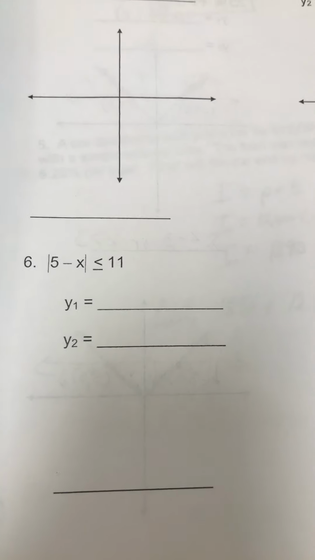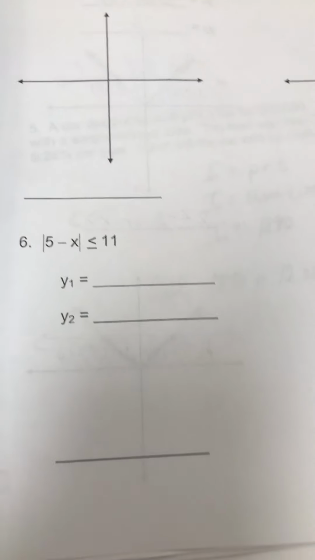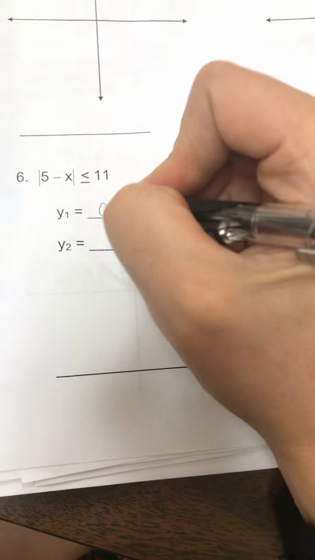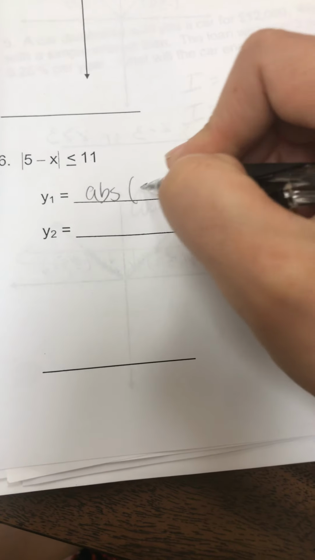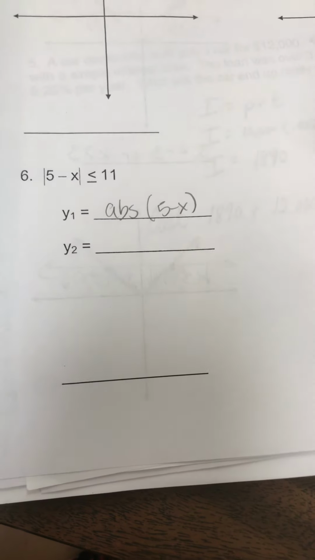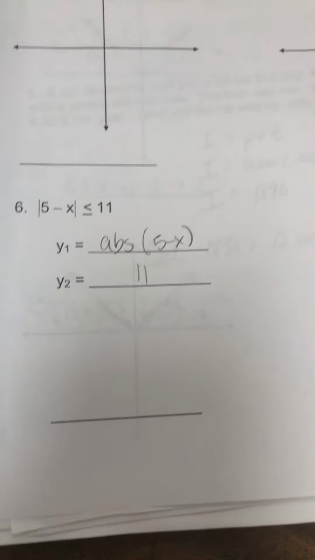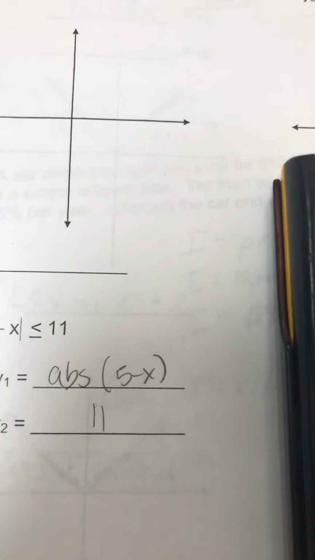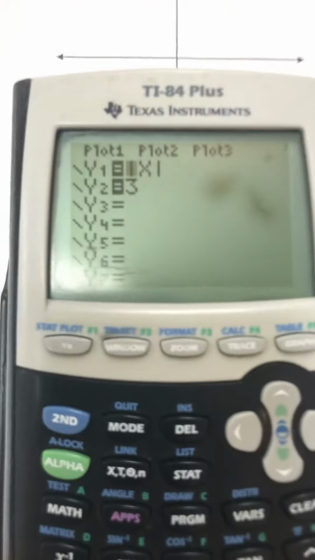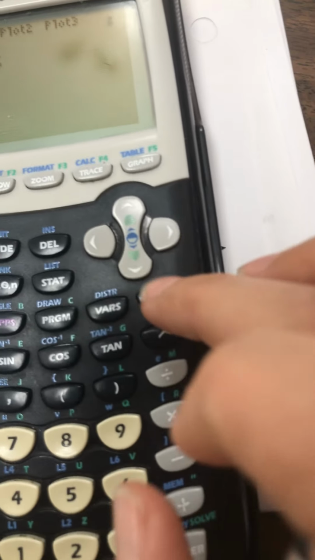We'll do number 6. Where are my notes? Okay, number 6. We have the absolute value of 5 minus x is less than or equal to 11. So we're going to type the absolute value of 5 minus x, and then you're going to have 11. We're going to put this in our calculator so we can look at our graph. Okay, so let's clear this.